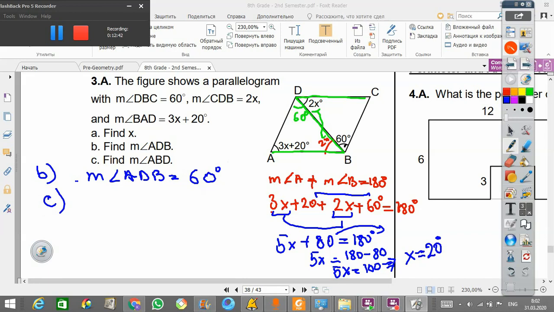Find measure of angle ABD. Measure of angle ABD is equal to 2x. What is the x? 2 times x, then 2 times 20 is 40 degrees. Angle ABD is 40 degrees, and angle ATB is equal to 60 degrees. Angle x is 20 degrees.